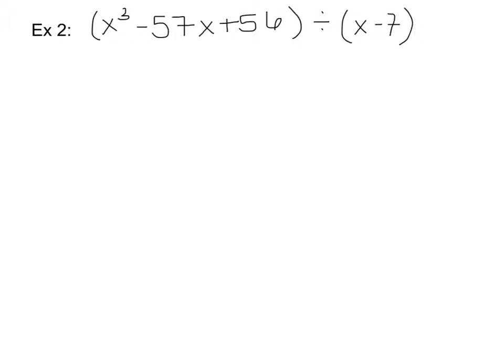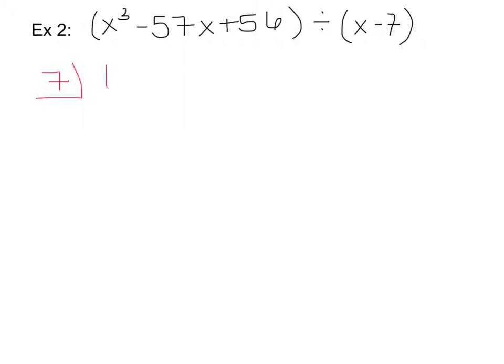Press pause, and I want you to try dividing x cubed minus 57x plus 56 by x minus 7 using synthetic division. Inside the box should go positive 7. Remember, you set x minus 7 equal to 0, add 7 to the other side.